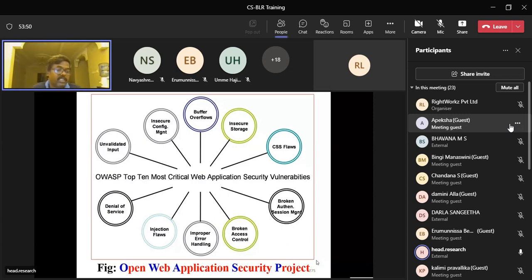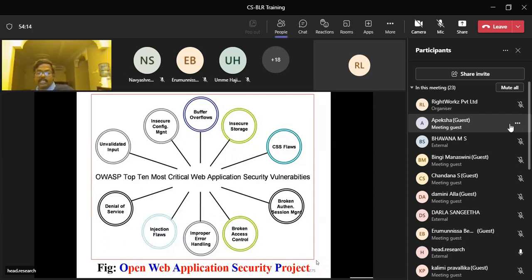Whenever you are using the CSS concept in a web application, there are some CSS classes available. That also comes under security vulnerabilities. Okay. Then denial of service. I think everybody knows denial of service. It is one kind of attack.